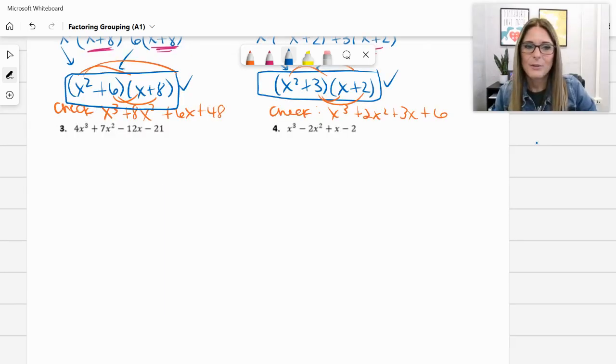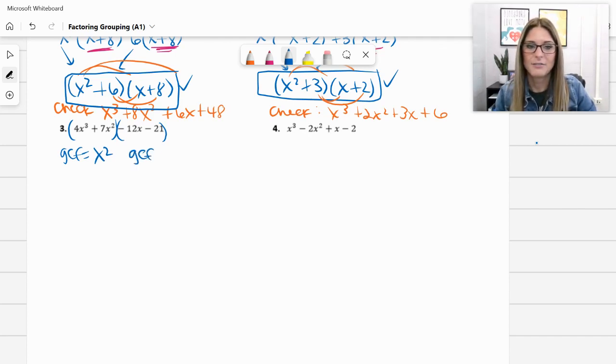Let's look at number 3. Again, we have 4 terms. So I'm going to use the grouping method. Look for a GCF in each group. GCF of the first half. 4 and 7 don't have common factors. So let's focus on the x's. We can take at most 2 x's out or x squared.